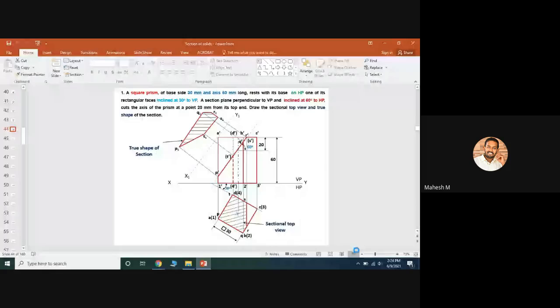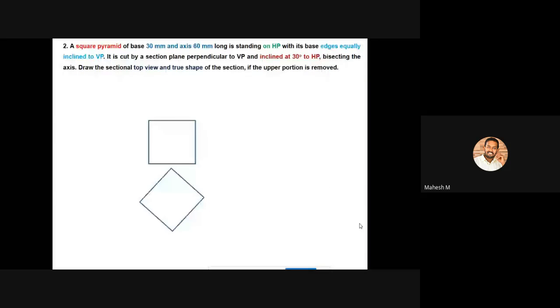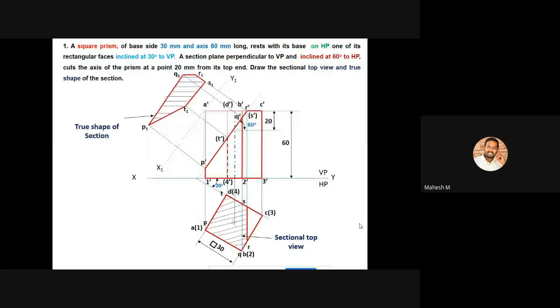So you can see the ending of this first problem. Is there any doubt regarding the square prism? Do you have any doubts?